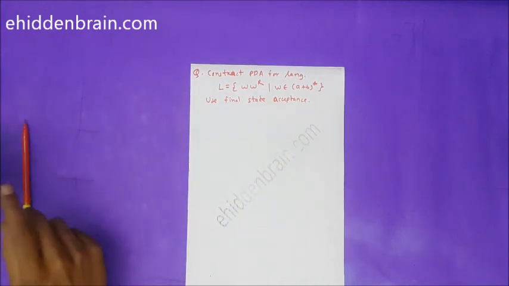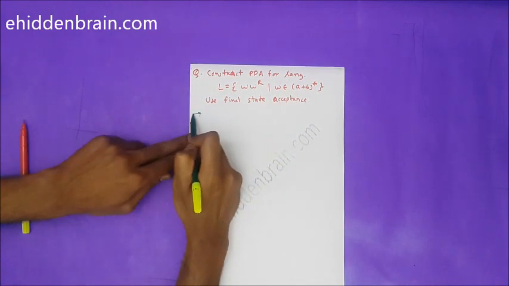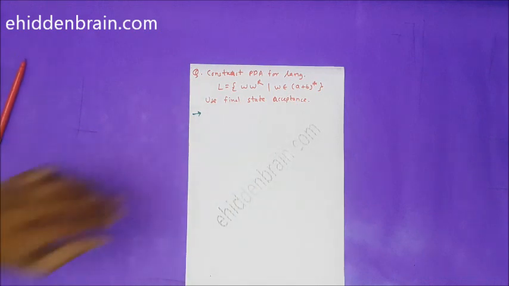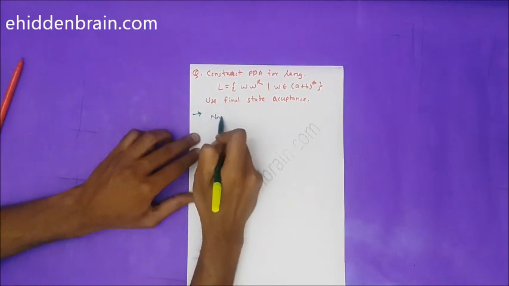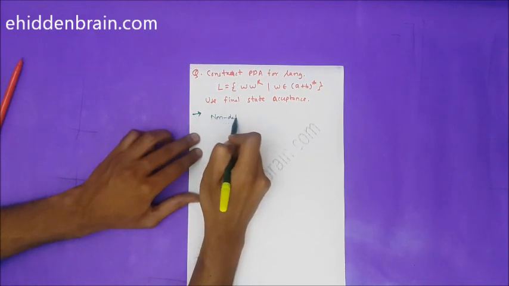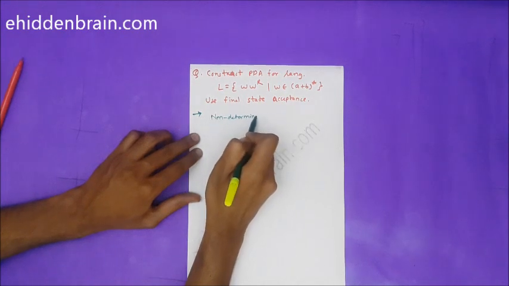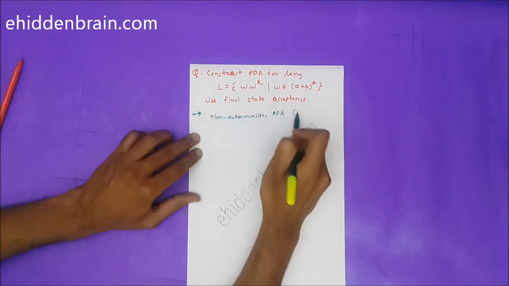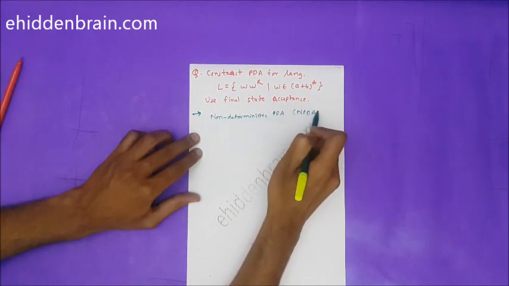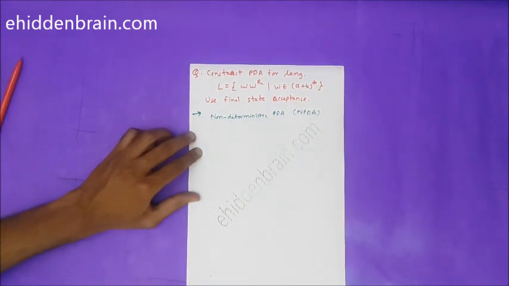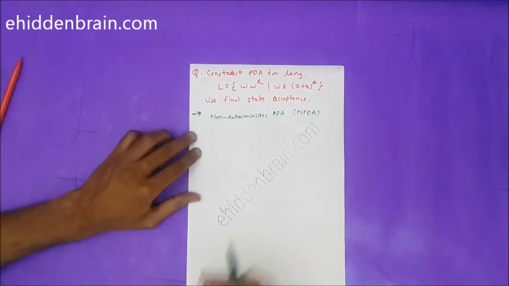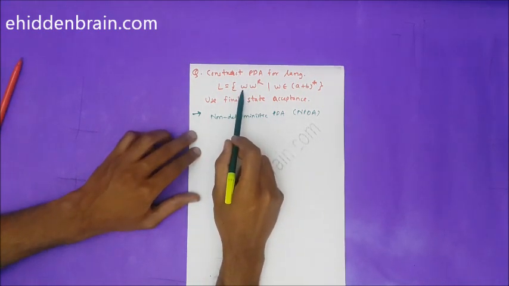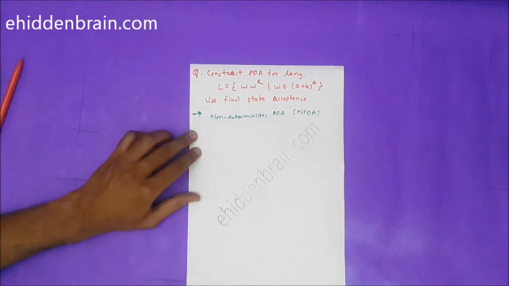So now let's try to tackle this question. Now why do I say non-deterministic PDA? It is denoted as NPDA. Now what is a non-deterministic PDA? First of all, let's try to understand whether this language is accepted by a deterministic PDA.